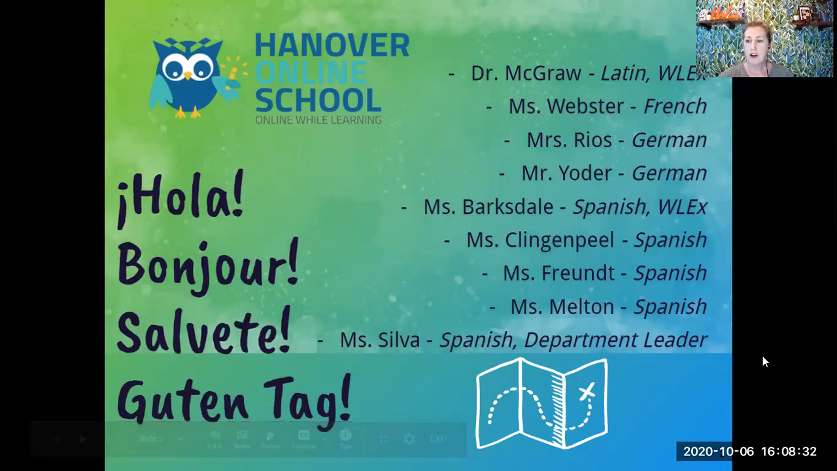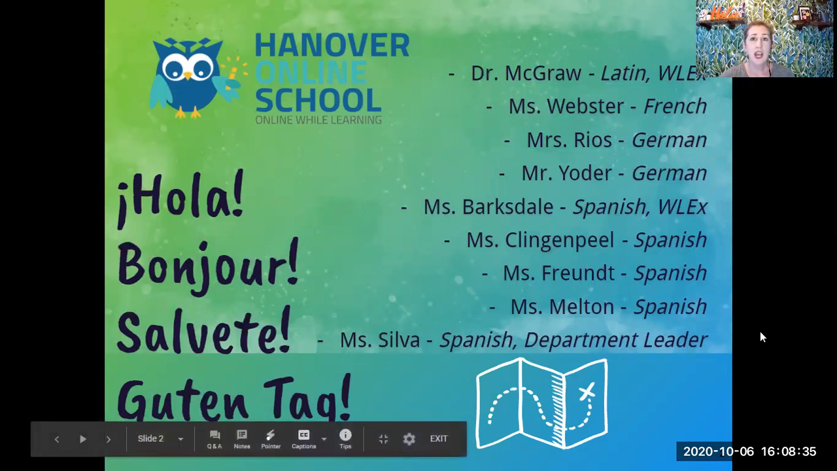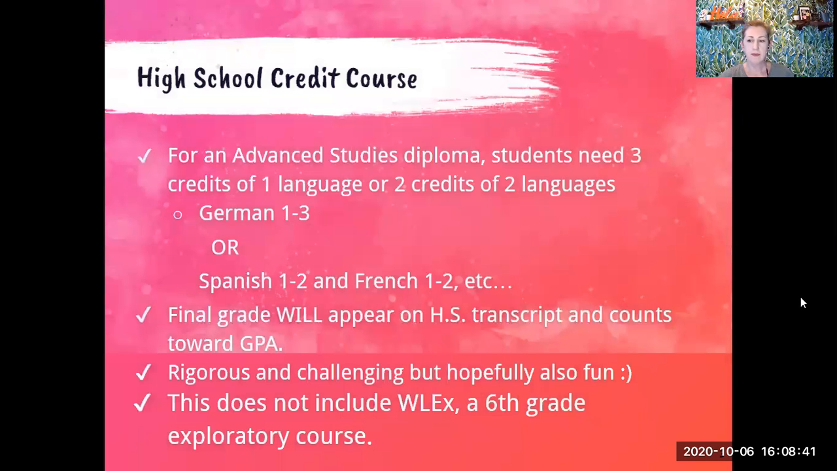Some of our department members are not with us right now because they teach at other schools, but you can see a list of our department members there. And just a reminder for those of you that aren't aware, your language classes are high school credit courses. So if you are going towards an advanced studies diploma, you need 3 credits of one language or 2 credits of 2 languages. For example, German 1 through 3, or you can split it up, Spanish 1 and 2 and French 1 and 2. And remember that the final grade for your language class will appear on your transcripts and it goes towards your GPA. Our classes are rigorous and challenging, but also hopefully fun.